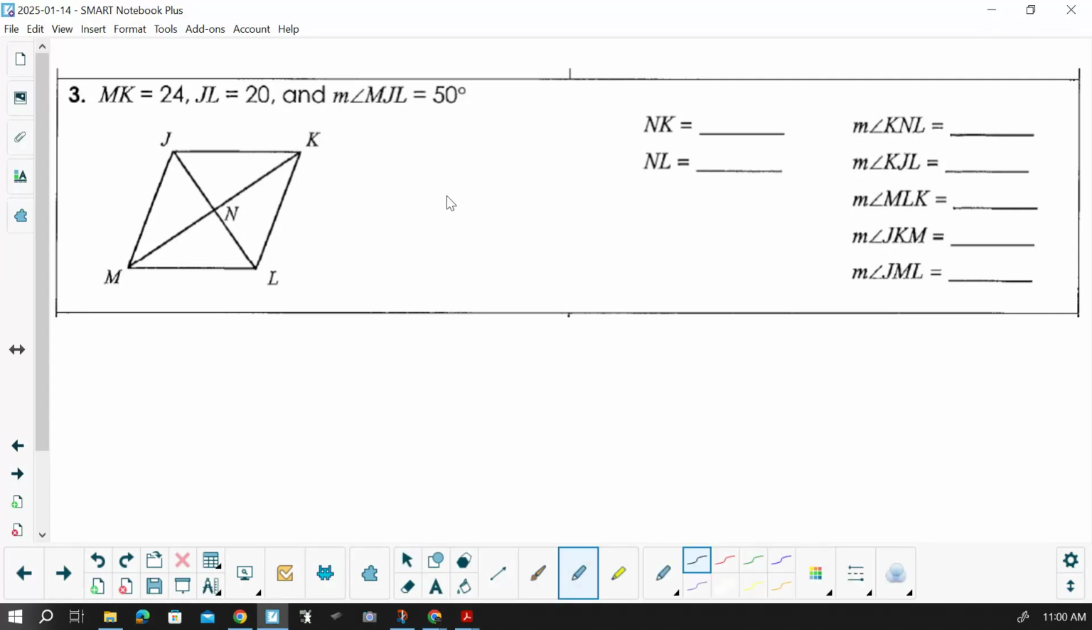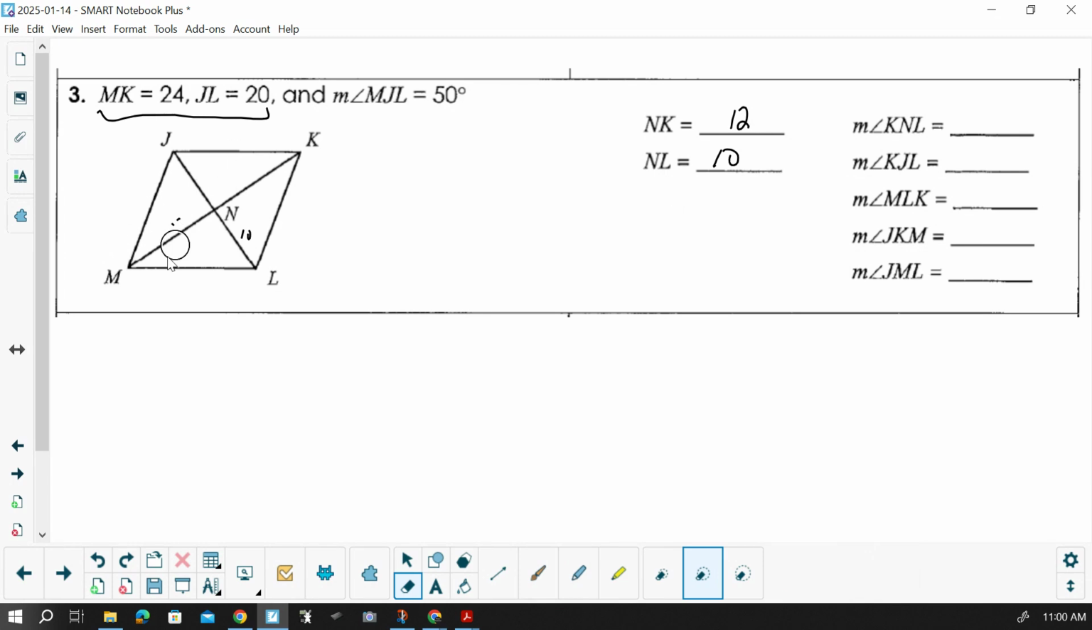All right, we're doing pages 9 and 10 practice. Let's see here. MK is 24. That's all the way across. So we got a 12 and a 12. JL is 20. That's all the way across this way. So we got a 10 and a 10. So let's see if we can answer the segment questions. NK 12 and NL 10. Okay, so I got that from these two pieces of information.